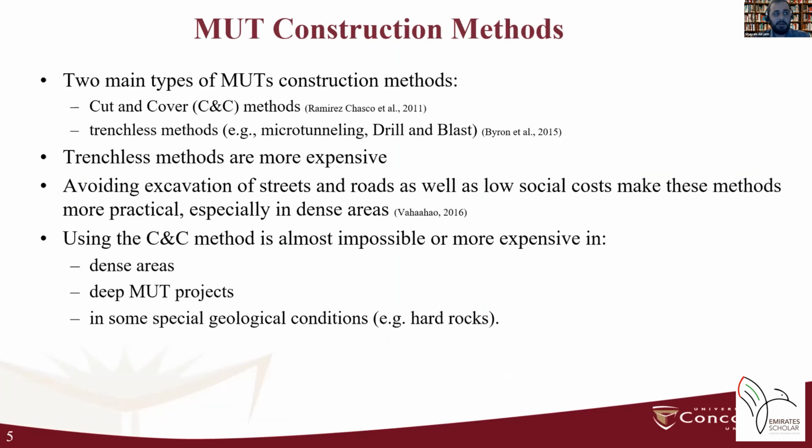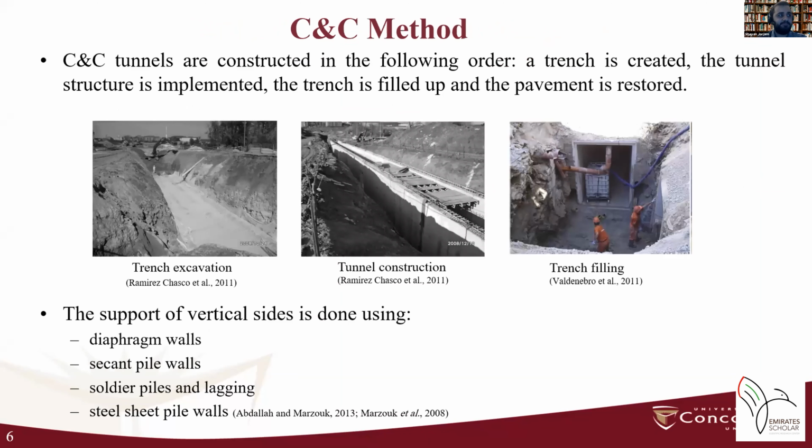MUT construction methods can be divided into two main types, which are cut and cover methods and trenchless methods. Trenchless methods are more expensive, but avoiding excavation of streets and roads, as well as low social costs, can make these methods more practical, especially in dense areas. Also, it should be mentioned that using the cut and cover method is almost impossible or more expensive in dense areas, deep MUT projects, or in some special geological conditions like hard rocks.